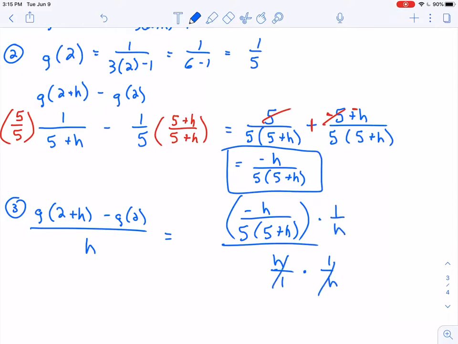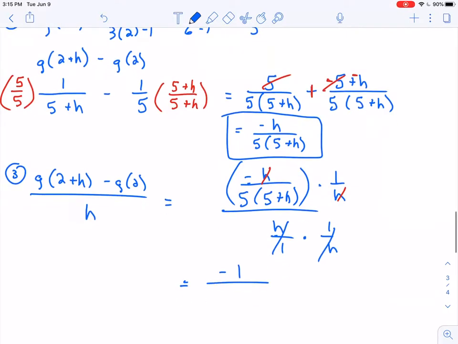In the denominator, those two will cancel, and in my numerator, hey, look at this. H in my numerator cancels, h in the denominator cancels. Boy, that's starting to feel awful familiar, huh? I wonder if that's going to be an important idea later on. But what does that leave me with now? Here in my numerator, I really have negative 1. At this point, that's the only thing that's left, negative 1 divided by 5 times 5 plus h.